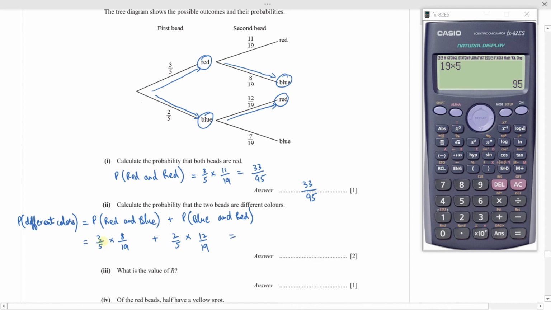So now let's calculate this. This is 24 over 19 times 5, which is 95, plus 12 times 2, which is also 24 over 95. And then if you add them, you get 48 over 95.